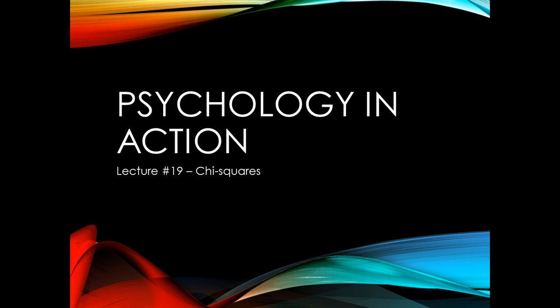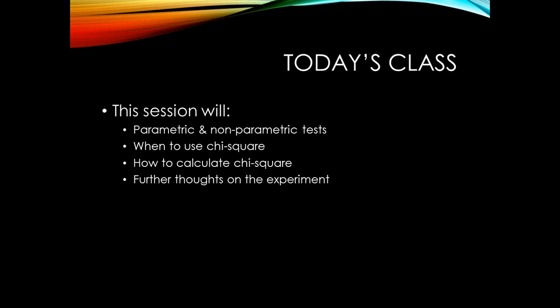Today we're going to have a look at chi-squares. We'll also touch on parametric and non-parametric tests. When we get on to chi-squares, not only will we look at when it's appropriate to use that type of statistic in mathematics, but also how you would go about working out calculating chi-squares. And then we'll finish up looking at a little bit around your experiment and how you're actually going to carry that out, particularly now that we are in this quarantine situation.